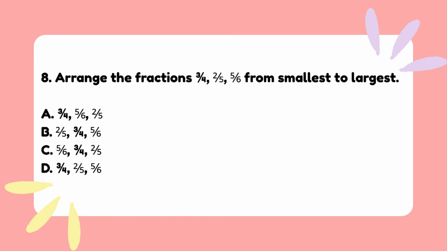8. Arrange the fractions 2/3, 4/5, 3/4 from smallest to largest. A. 3/4, 4/5, 2/3. B. 2/3, 3/4, 4/5. C. 4/5, 3/4, 2/3. D. 3/4, 2/3, 4/5.